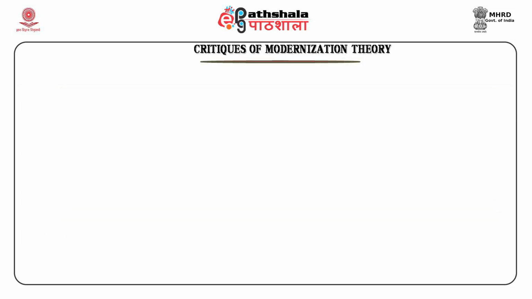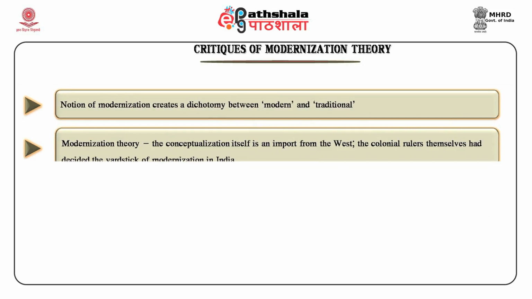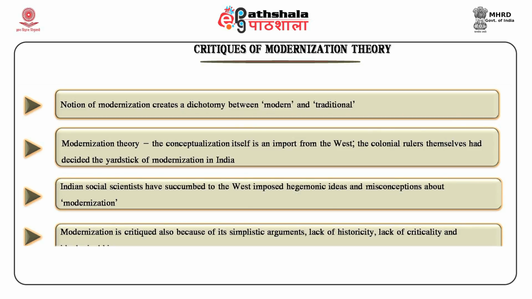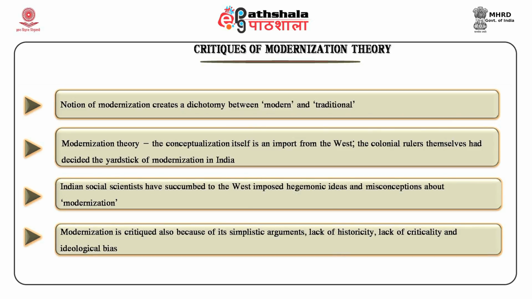Critiques of modernization theory. Some of the important critiques of modernization are, first of all, the whole notion of modernization itself promotes a dichotomy between modern and traditional. The former implies the process of social change that was happening in the Western countries, while the latter indicates the social situation in the third world. Modernization, therefore, is assumed to be a transition from the latter stage to the former under the influence of the West.